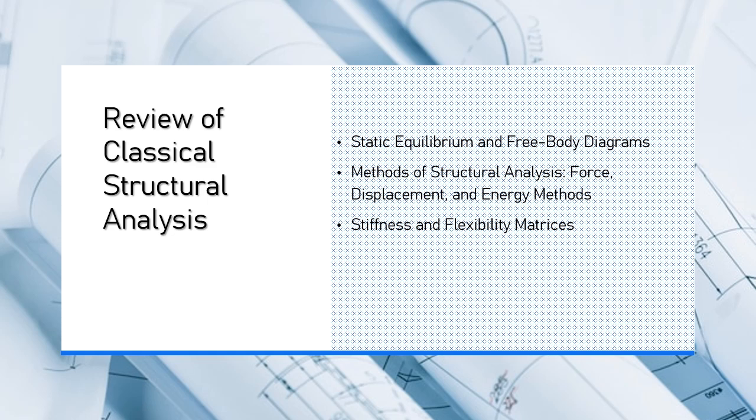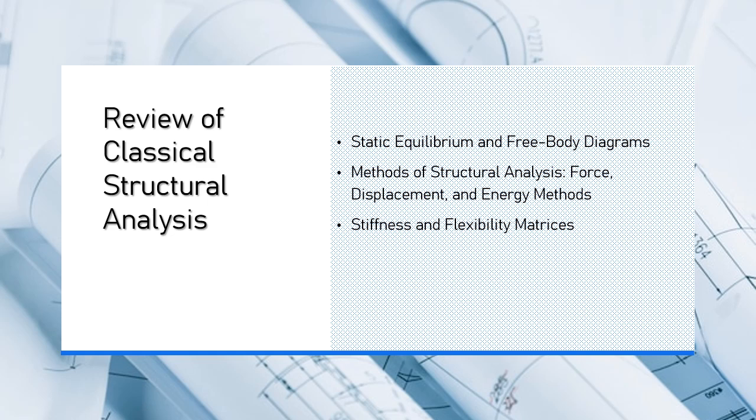Key features of the flexibility matrix. Represents the deformation of a structure in response to applied forces. Often used in force methods, where forces are the primary unknowns. It can be used to analyze indeterminate structures that cannot be solved using only static equilibrium equations. The flexibility matrix is the inverse of the stiffness matrix.